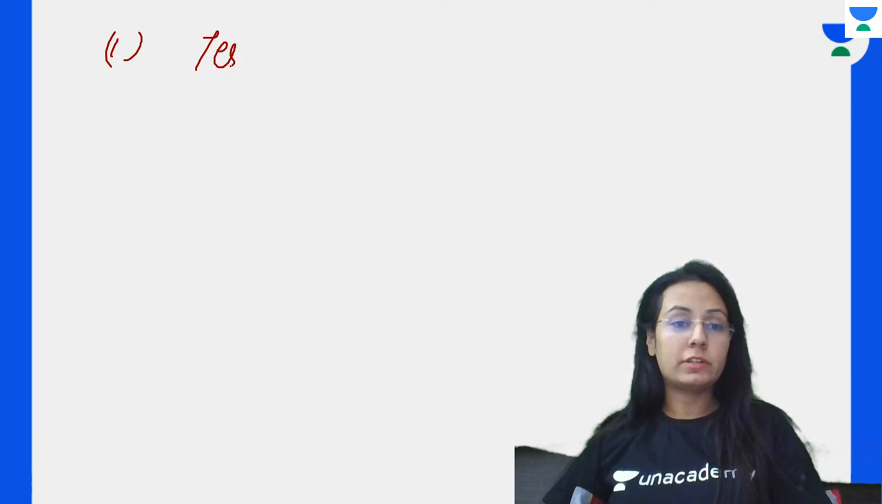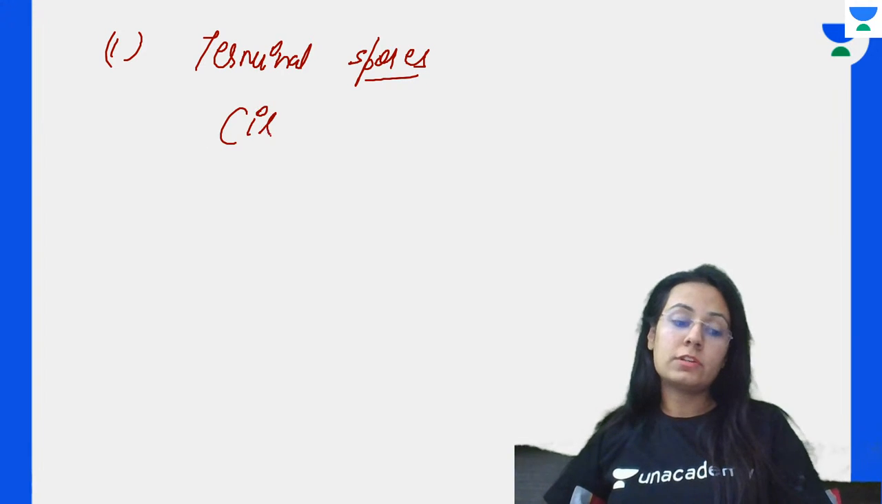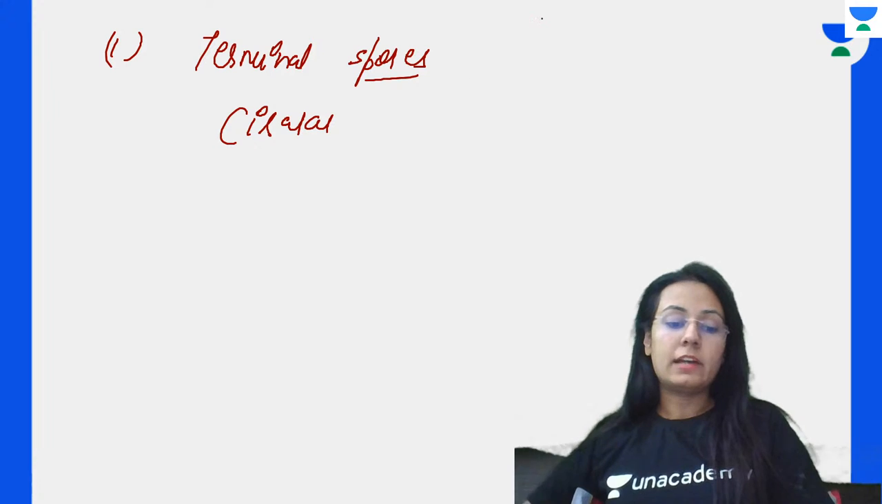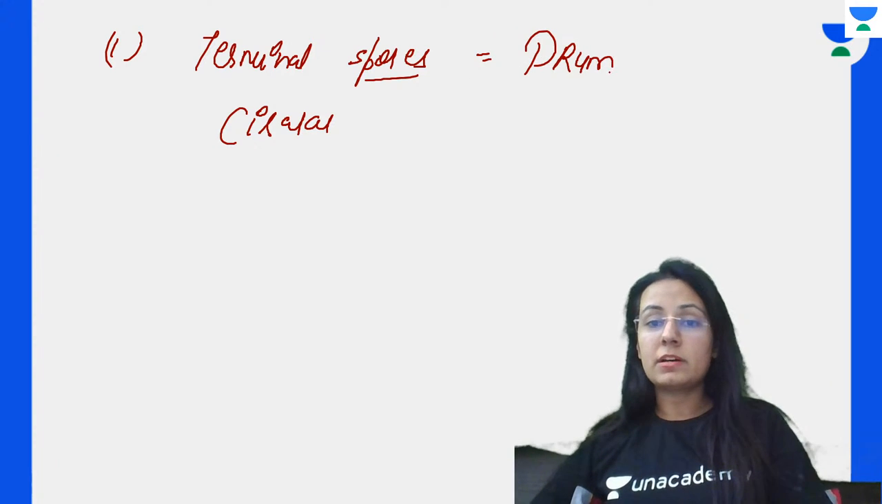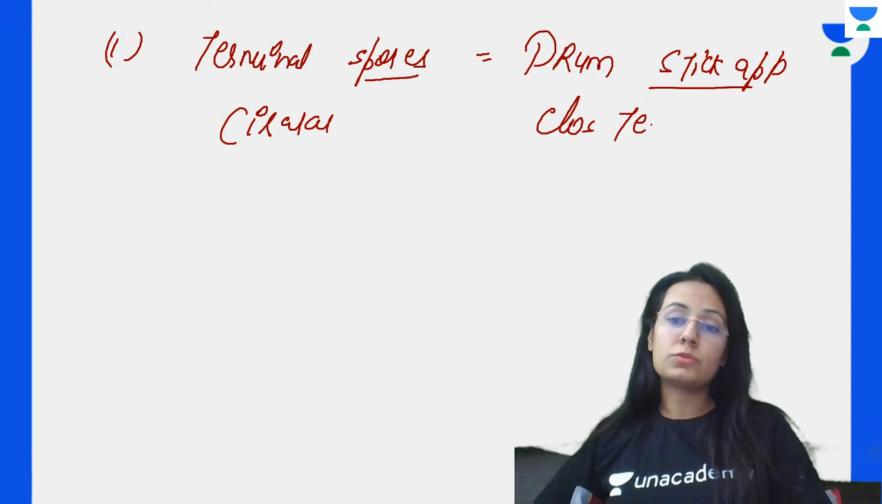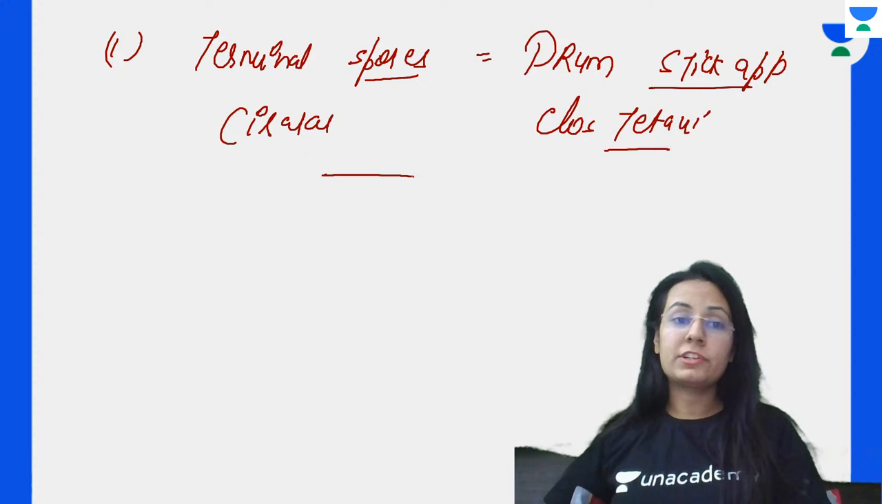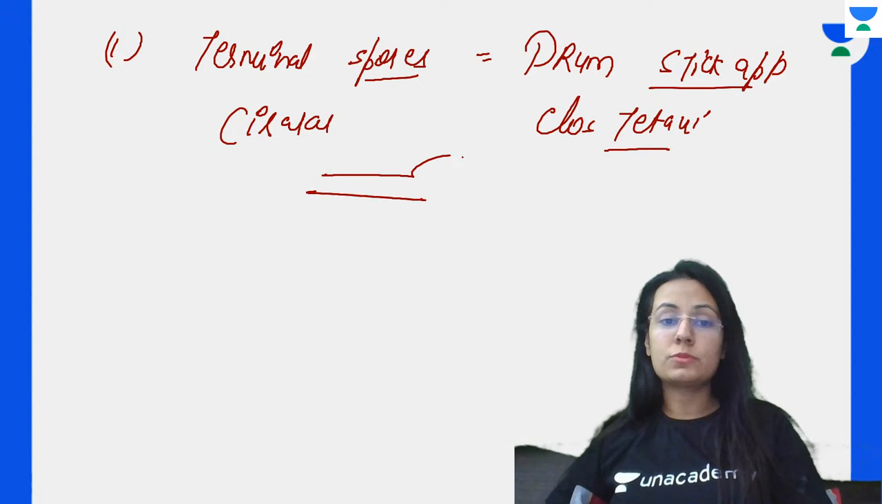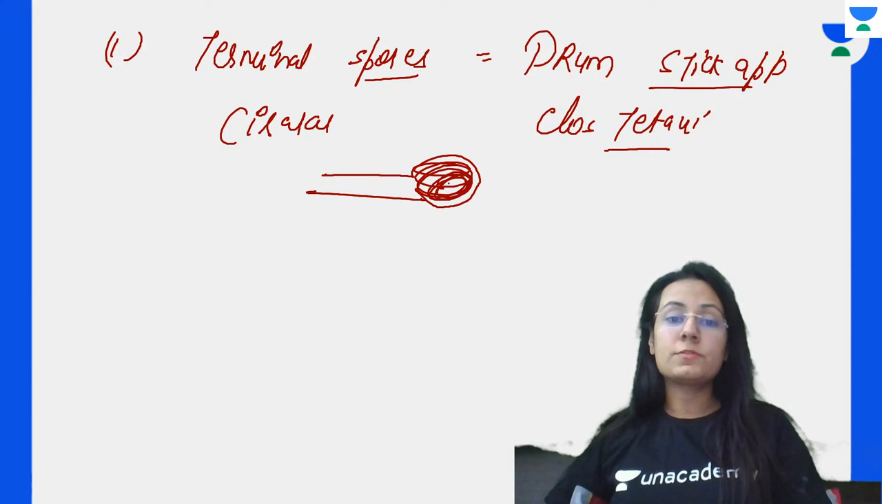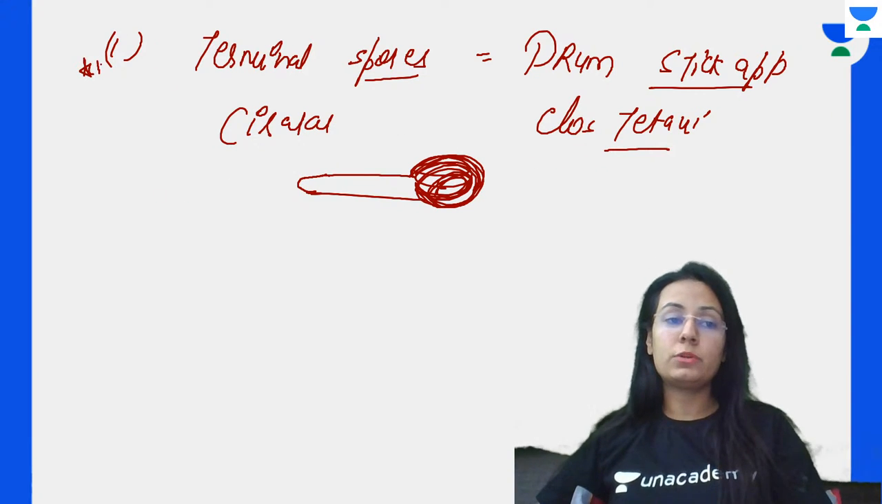So this is what we talk about regarding the spores. The next position of the spores that we need to remember, which is very important, is terminal spores. These terminal spores are circular, and the name we give is the drumstick appearance of the spores. The drumstick appearance is present in Clostridium tetani. Circular terminal spores give the appearance of a drumstick. Important to remember this one.